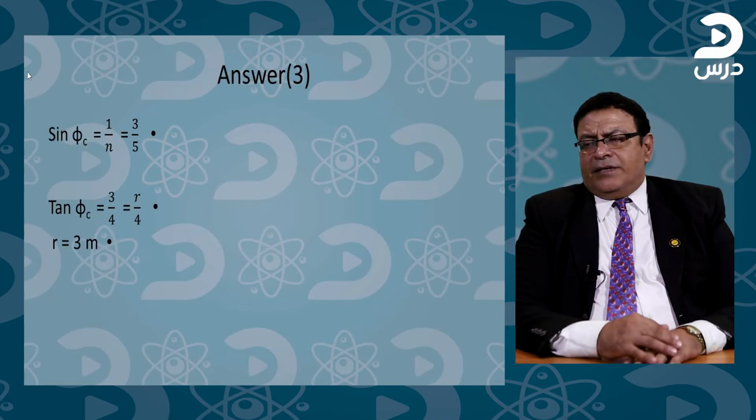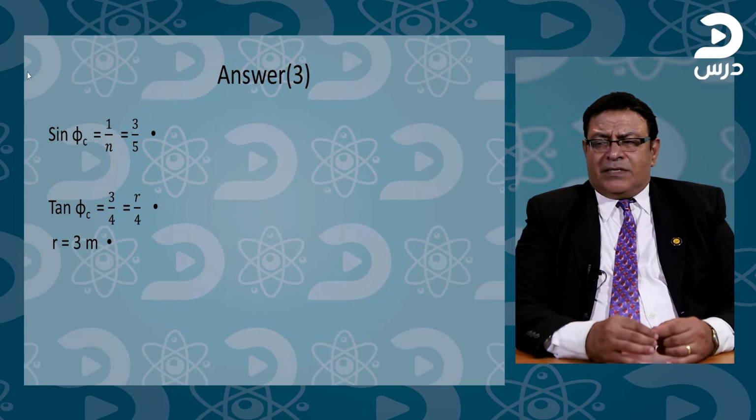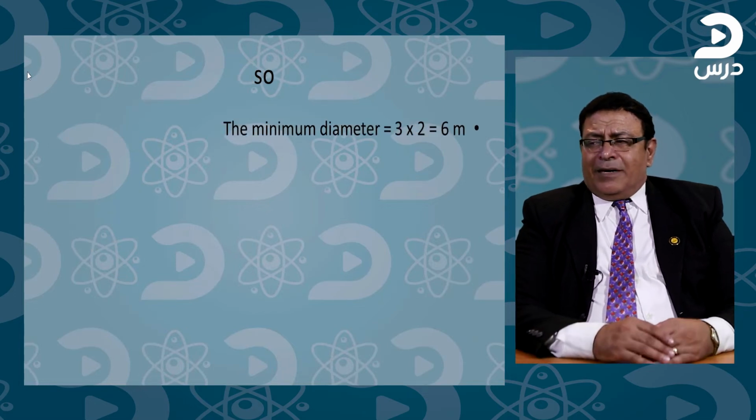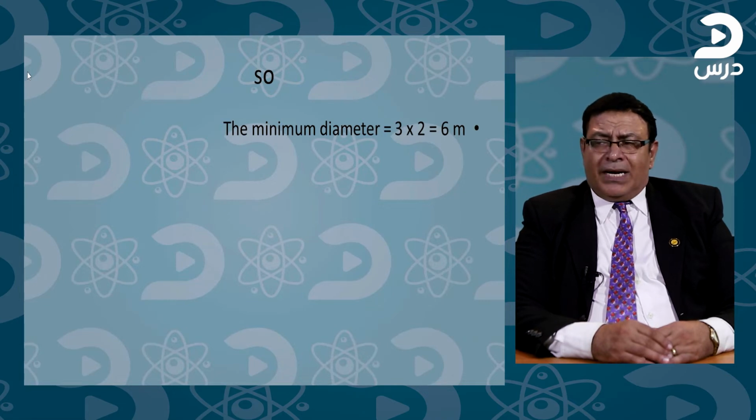Answer number 4. sin phi c equals 1 over n, equals 3/5. tan theta equals 3/4, equals r over 4, so the radius equals 3 meters. The minimum diameter is double the radius: 3 multiplied by 2 equals 6 meters.